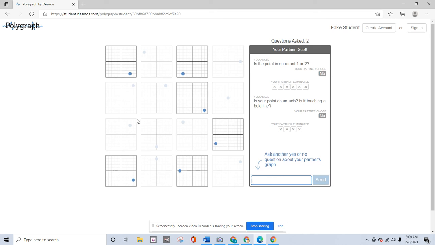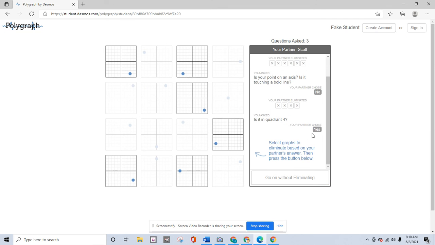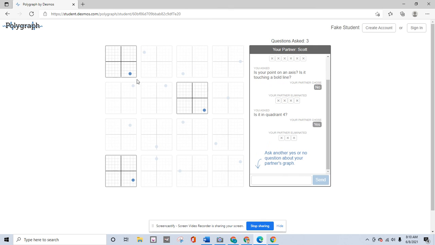I'm going to ask, look at these, is it in quadrant 4? Okay, send it. Come back here. Is it in quadrant 4? Yes. So I'm going to hit yes. Now they have an answer to that. Is it in quadrant 4? Yes. So I'm going to eliminate the ones that are not in quadrant 4. That's not in quadrant 4. That's not, and that's not. So now I am down to 3 left.